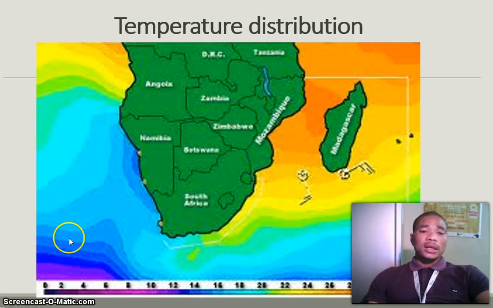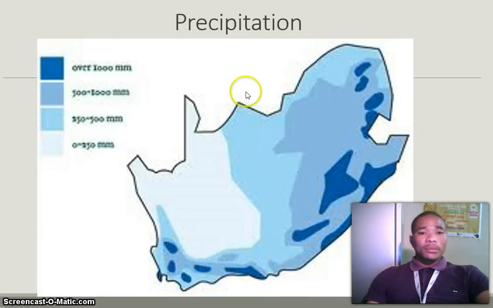As you can see here, temperature ranges from 0 to 32 degrees Celsius as one moves from west to the eastern part of this country. So, precipitation. Here, this part of the country receives no rainfall or up to 250 millimeters. Here, as we go to the interior, about 250 to 500 millimeters of rainfall. Going towards the east, 500 to 1000 millimeters of rainfall. Whereas along the coast, it receives more than 1000 millimeters of rainfall.